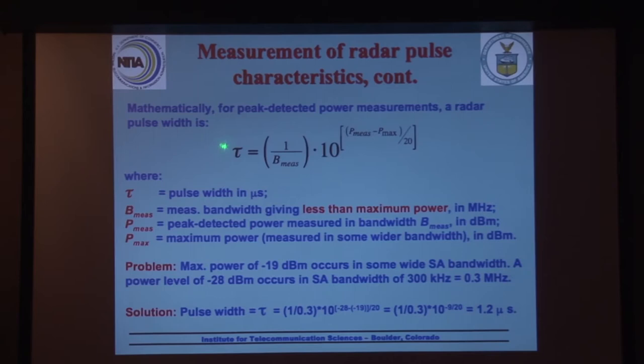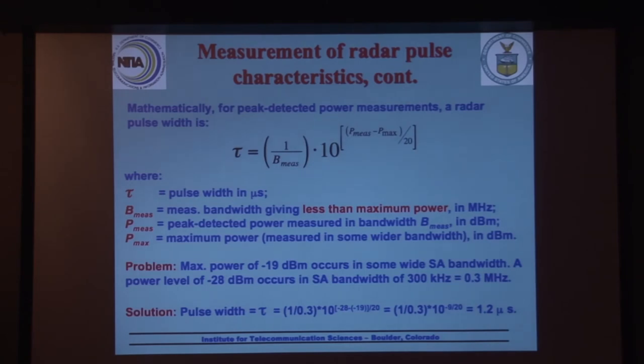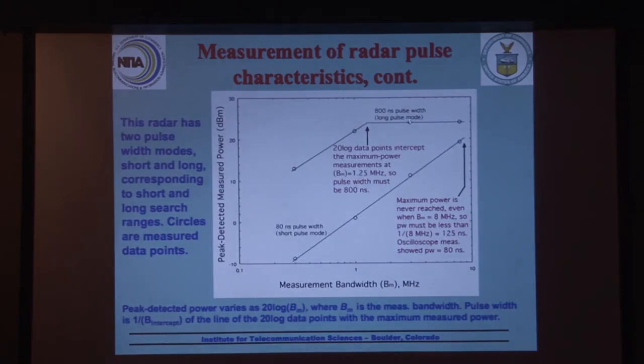So the math equation that you can use is that the power that we're measuring in a bandwidth B sub mes, a measurement bandwidth, can be used to get the pulse width. When we get to a measurement bandwidth where we turn that corner, here's where we turn the corner in here, or less, we can also get it down here. And what we do is we take whatever that maximum power level is that we measure in some bandwidth. Go backward. Here's Pmax, that's the max power. Any bandwidth we use, equal to or greater than that point, we get Pmax.